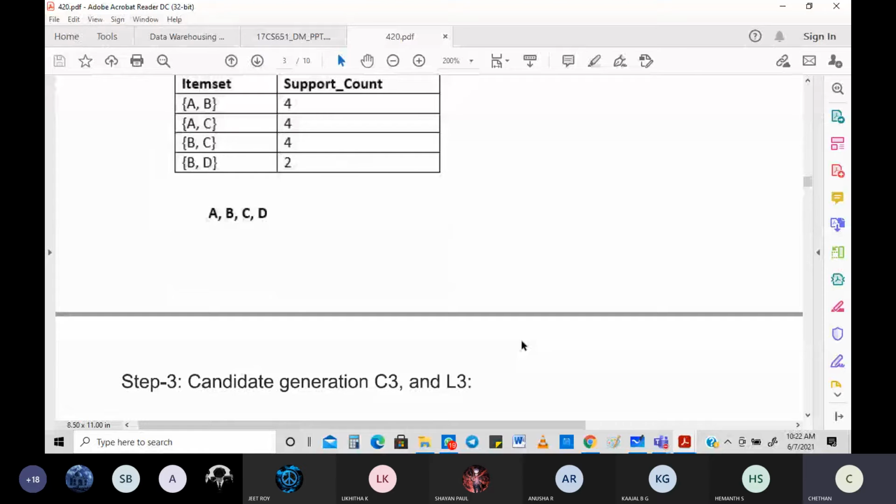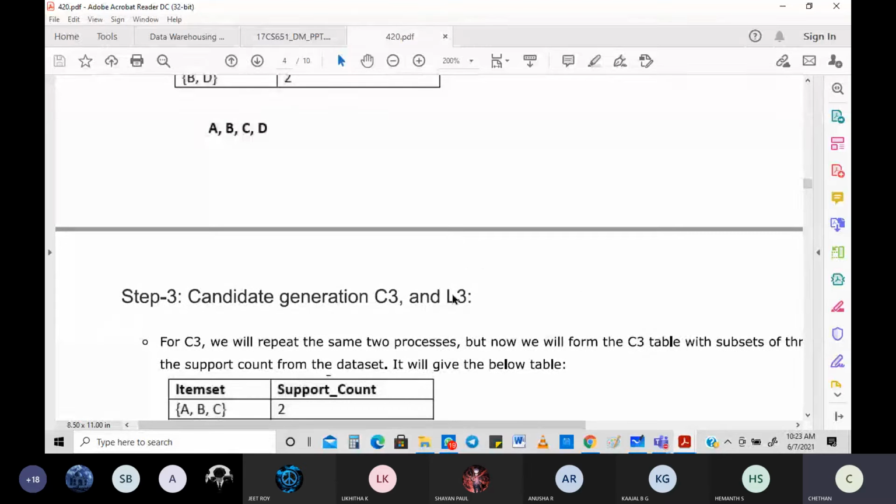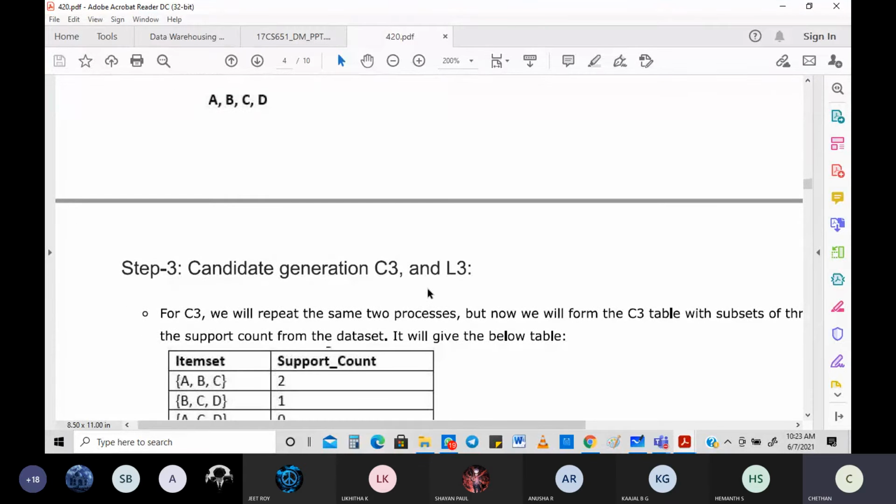Next thing is again you are going to figure out C3 and L3, taking 3 at a time. There are 4 items, A, B, C, D. Be careful here. When you take 3 at a time, 4C3 equals 4. So there are 4 combinations that are possible. When you figure out the number of transactions, or the support count for each one of them, this is what you are going to get.